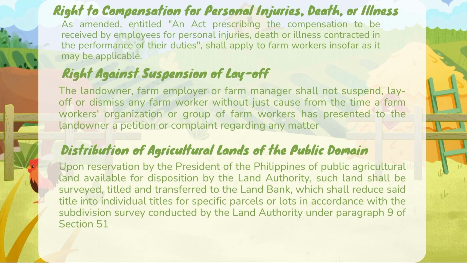Distribution of agricultural lands of the public domain. This rule talks about how public agricultural land or government-owned farmland can be given or distributed to farmers. The President of the Philippines can set aside this land, and it will be surveyed, titled, and transferred to the land bank. Then the land will be divided into smaller lots and given to individual farmers. The government can divide and give public farmlands to farmers, helping them have their own land to work on.